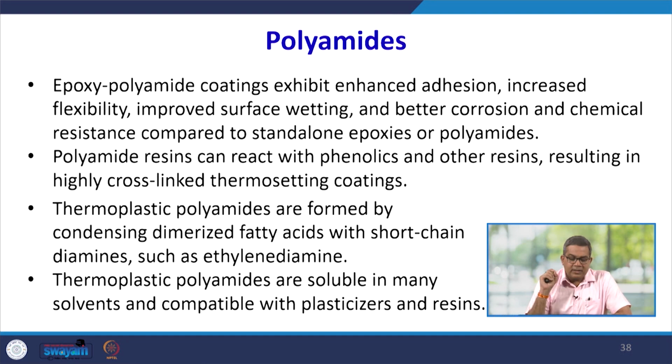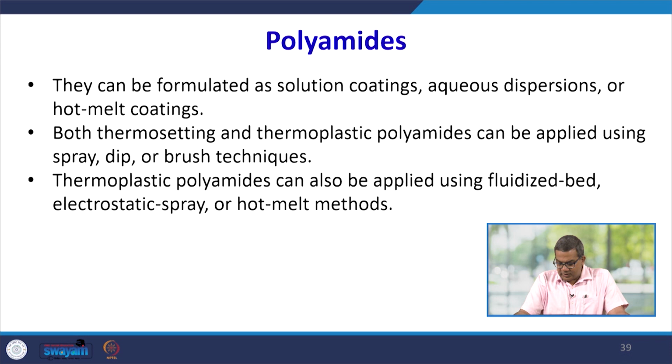Now, the polyamide resins can react with phenolic and other resins. This results in a highly cross-linked thermosetting coating. Thermoplastic polyamides are formed by condensing dimerized fatty acid with a short chain diamine such as ethylene diamine. These thermoplastic polyamides are soluble in many solvents and compatible with different types of plasticizers and resins, and they can be formulated as solution coatings, aqueous dispersions, or hot melt coatings.